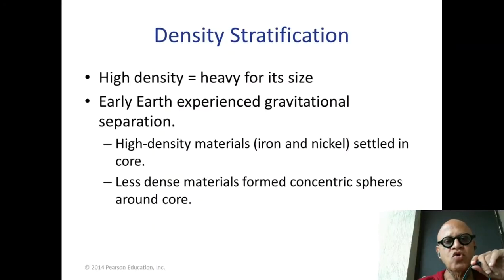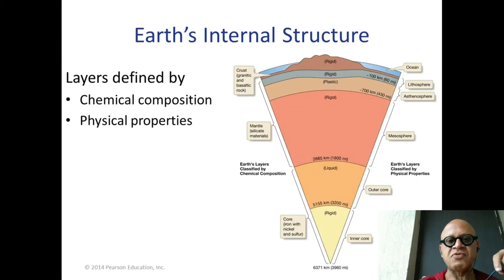So let's look a little bit more at this density stratification that we mentioned in the previous module. Everybody knows what density is. It's how much mass you have crammed into a given volume. So high density means an object is very heavy for its size. And early Earth experienced gravitational separation, which means high density material like iron and nickel got pulled into the center, and less dense material formed concentric spheres around the core.